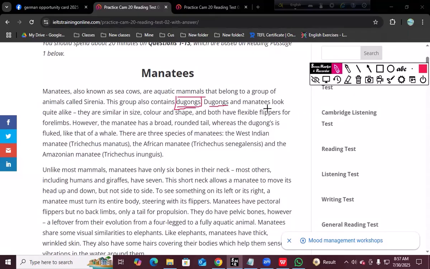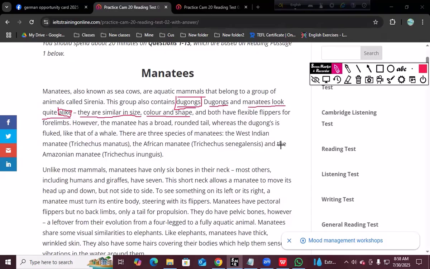Dugongs and manatees look quite alike. They are similar in size, here, alike is the synonym of similar. Okay. They are similar in size, color, and shape. Okay. They are similar in size, color and shape. Okay. Next.